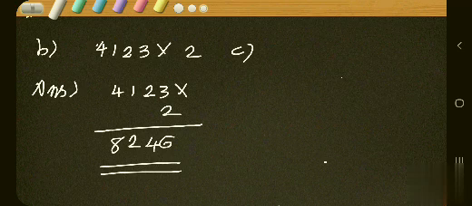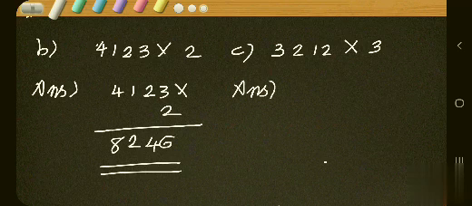3212 into 3. This is the question. Can you say how to multiply this? Very easy, isn't it? So, what is our question? These all are multiplication without carrying. Okay.